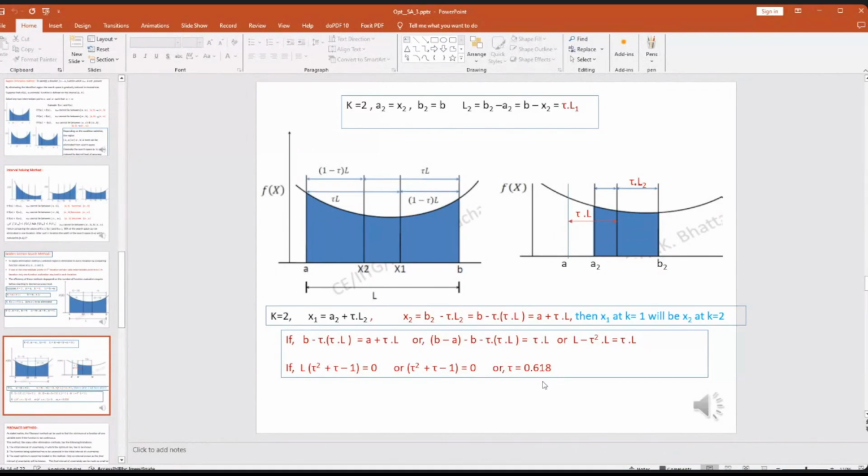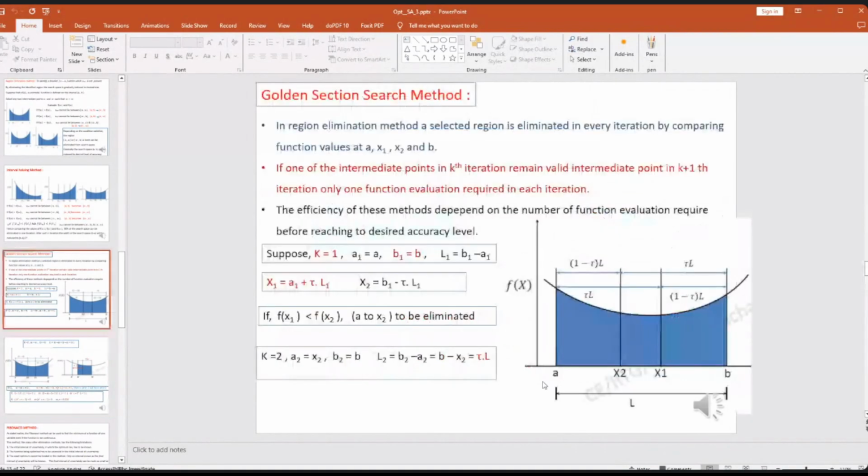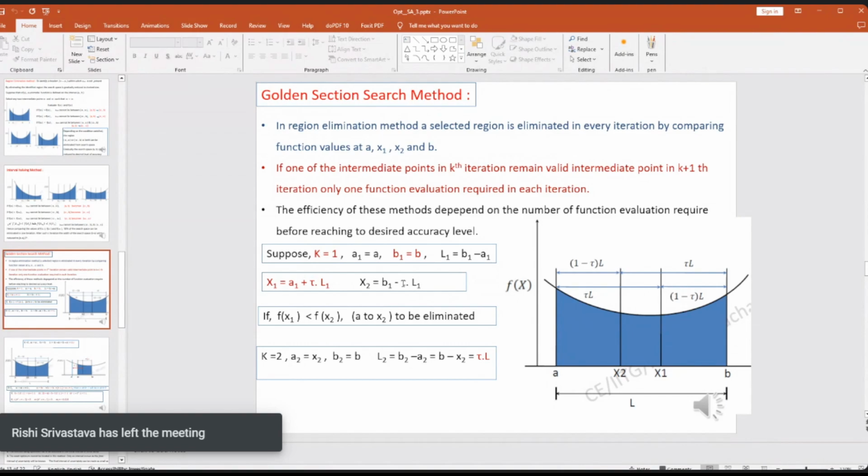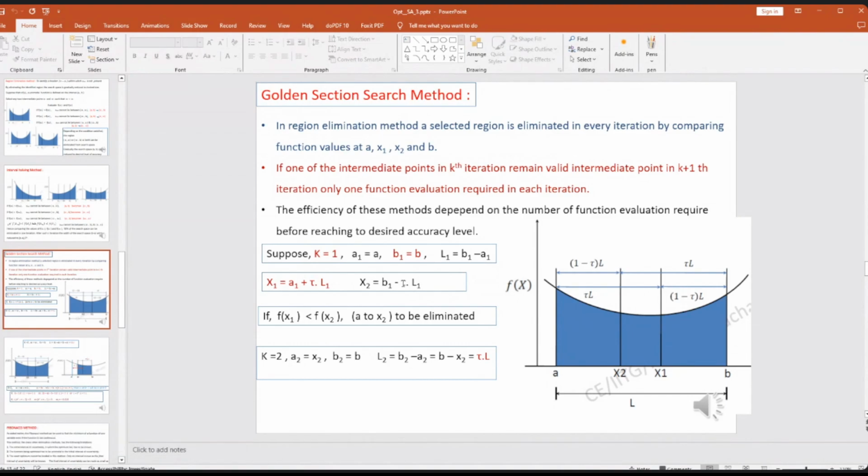So while selecting the point, we go back to here. If we take the tau value as 0.618 and select the intermediate points with the formula x1 is equal to a plus tau L and x2 is equal to b minus tau L, and at every iteration we modify a, b, and L and repeat the process, then at every iteration only one function is to be evaluated, which enhances the strength of the algorithm because it reduces the computation time.